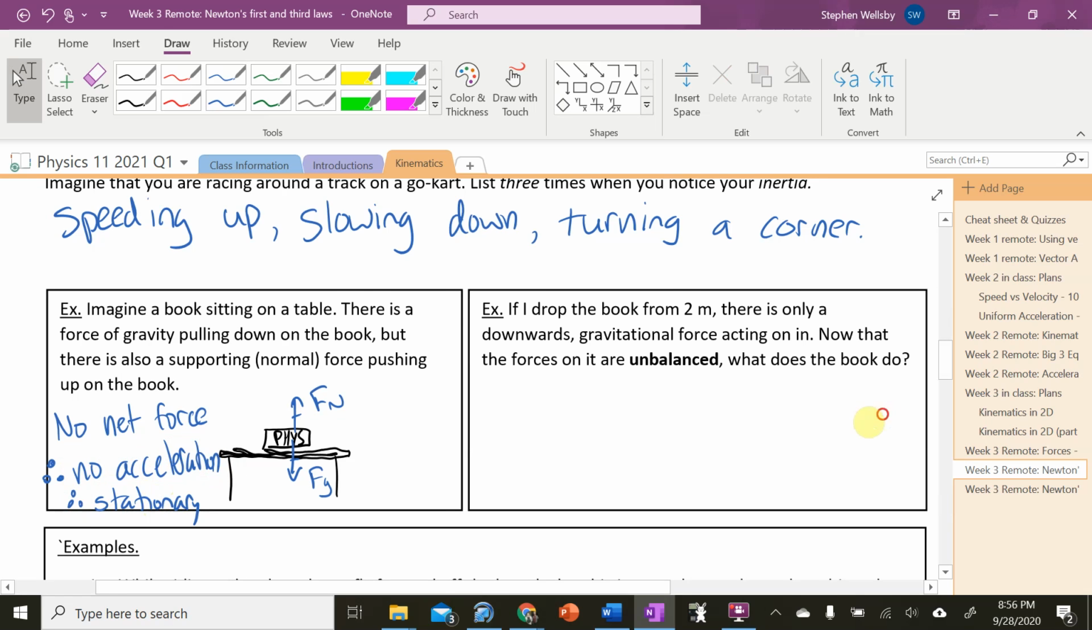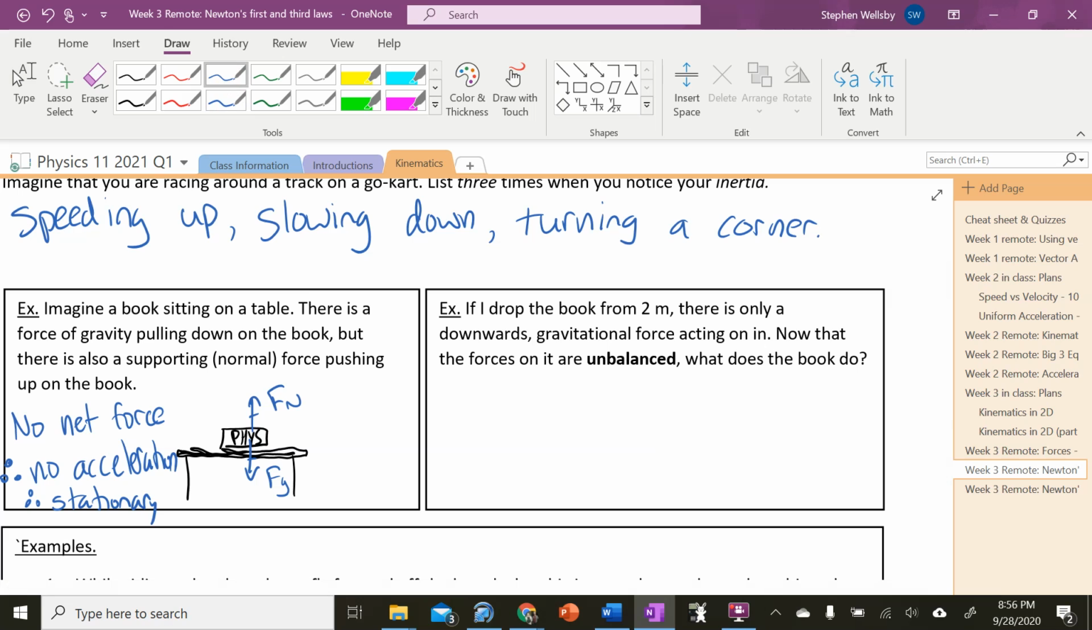Okay, what about a case where there is a book that's being dropped? So in this case here, if I draw this textbook again, what are the forces acting on this? Well, it's not sitting on top of a desk, so really the only force acting on it, if we're ignoring air resistance, is going to be the force of gravity. And in this case here, if we have an unbalanced force, which means that it's not canceling out, it's not equal to 0, then the book will accelerate. So what does the book do? It accelerates downwards.